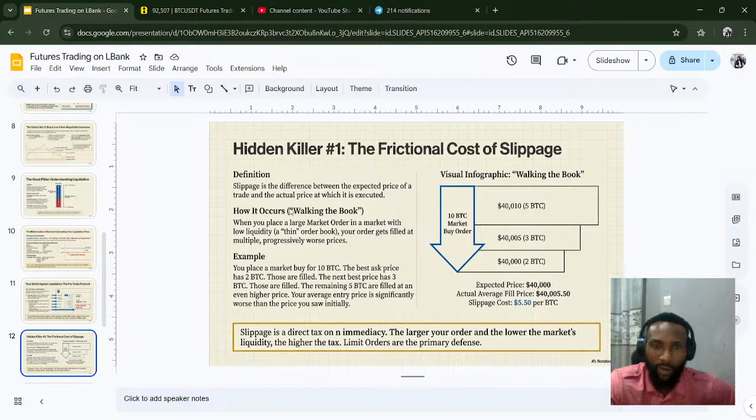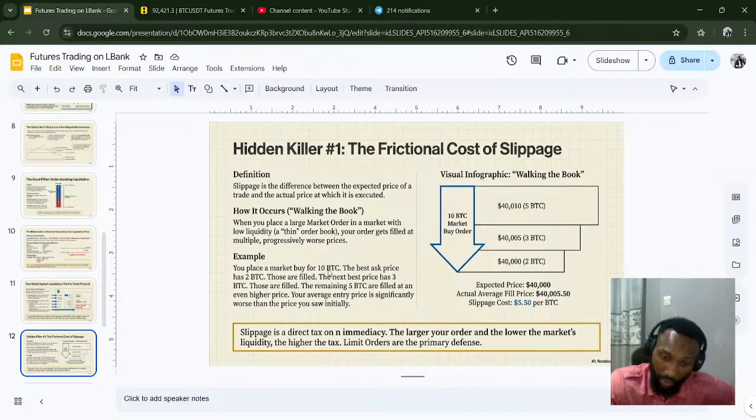So how does it occur? When you place a large market order in markets with low liquidity, meaning there's not much activity and not many people in the market. That's what we mean by low liquidity: a thin order book. The orders get filled at multiple, progressively worse prices. For example, you place a market buy for 10 BTC.